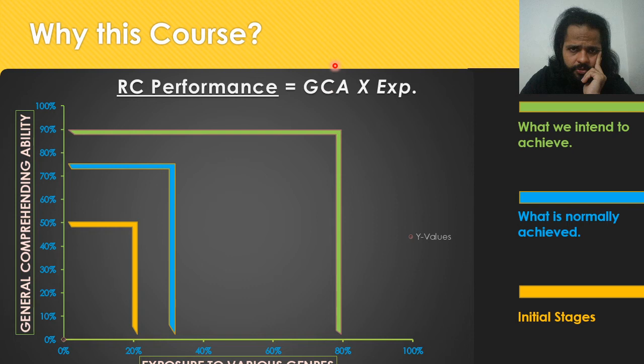RC performance depends on your general comprehending ability, in general how well you are able to comprehend stuff, and your exposure across the English language, right? Exposure across various genres like history, sociology, psychology, art, literature, culture, social sciences, economics, business management, then science, technology, etc. Like many of them, right? So these are the two factors it depends on. You need to focus on both of them.